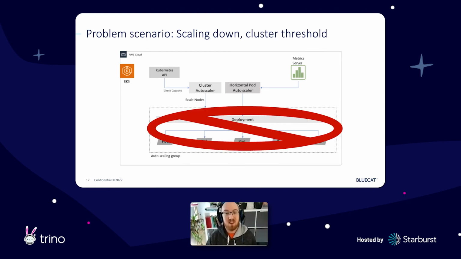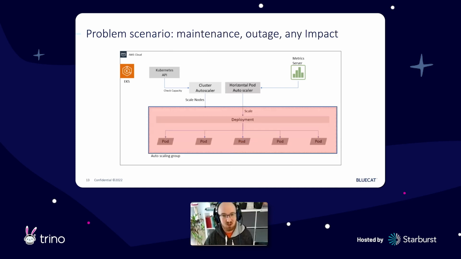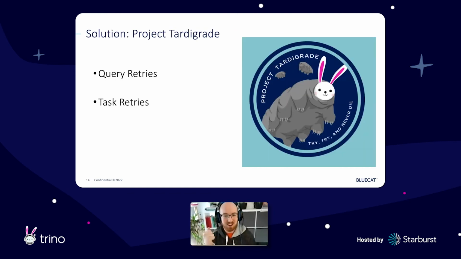Other things is, as I said, the cluster itself is expanding. So a whole node, EC2 instance in our case, could have died, could have been downscaled, could have had maintenance for any reason. That would kill anything on the Trino side running within that. Once again, fault tolerance issues. So as I mentioned, maintenance, outage, any impact, network connectivity would fail us. So Project Tardigrade to the rescue. That is why we're all here.